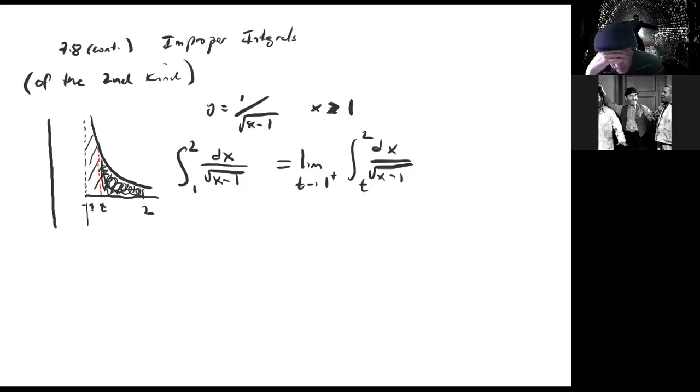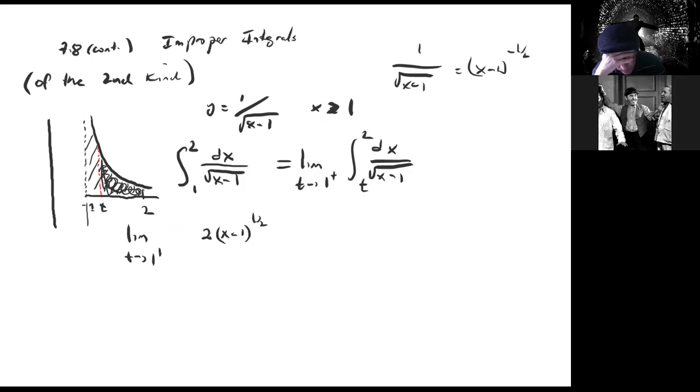Well, 1 over the square root of x minus 1 is x minus 1 to the minus 1/2, and we know how to find the antiderivative of that. That's going to be given by 2 times x minus 1 to the 1/2 power. There's going to be a limit there still. And we have to take this 2 times x minus 1 to the 1/2 power, evaluate it from T to 2, and then take that limit. So let's evaluate this expression.